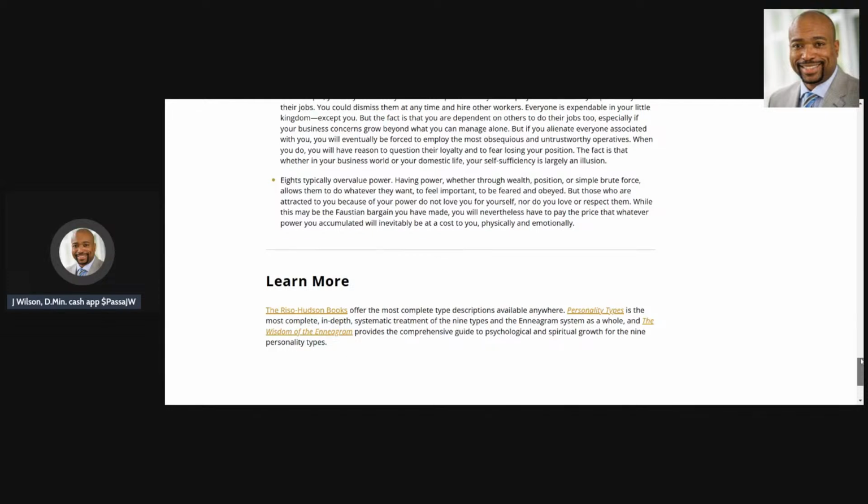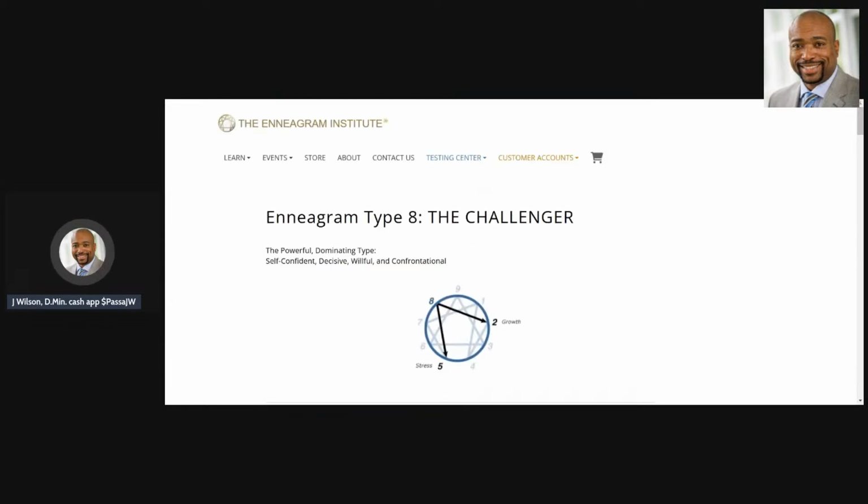Now, I stay on that one because, again, you got to know where you are and you got to be honest with yourself to improve it. This is the Enneagram. Okay, and let's go to the last one.